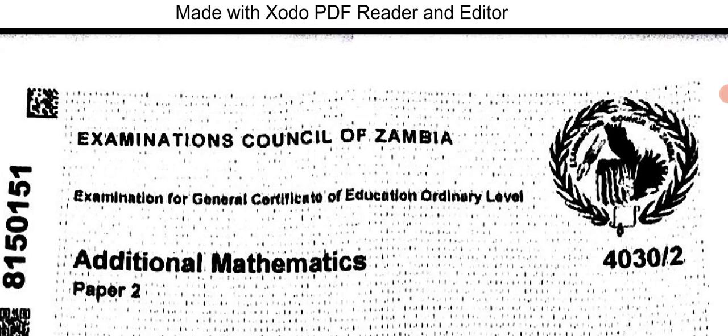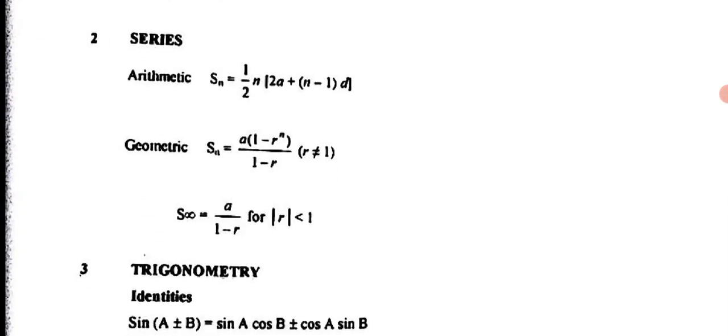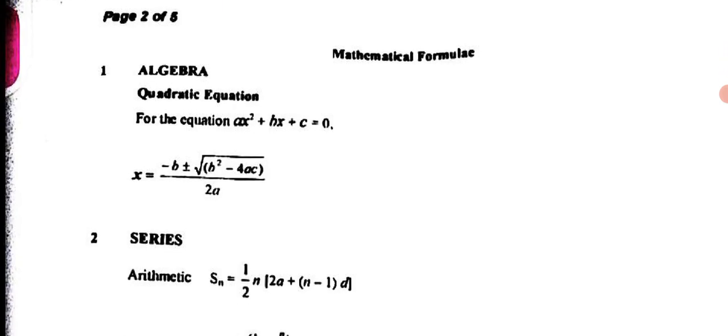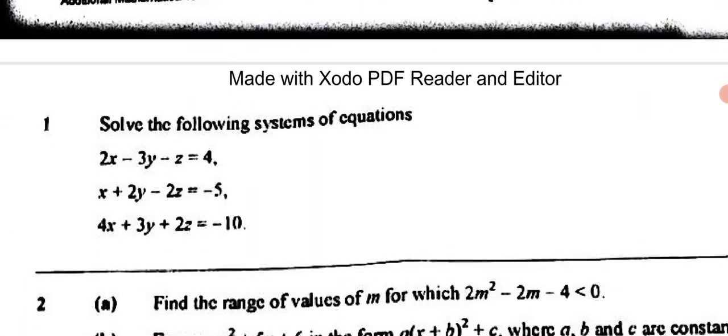And in this video, we're answering the 2024 paper 2, question 1 to 5. Additional Mathematics GCE, written on a Thursday. All that information, 2 hours, 30 minutes. A formula leaflet right here, with the mathematical formulae there.